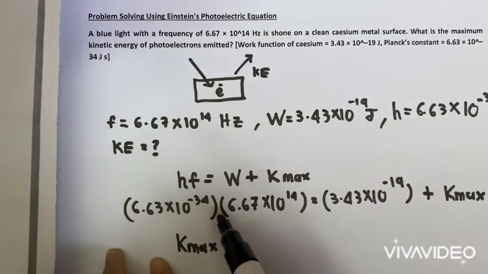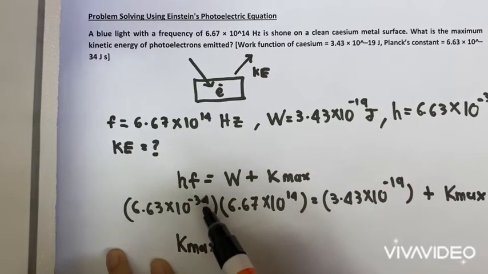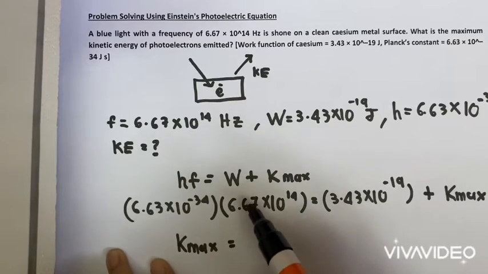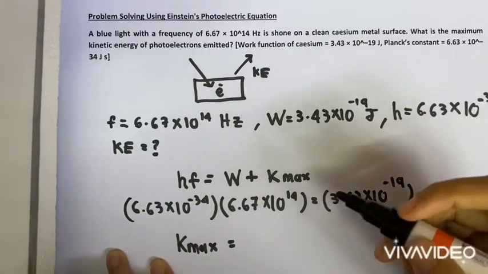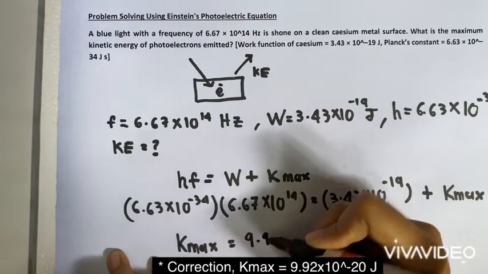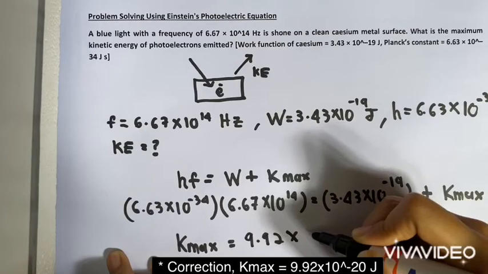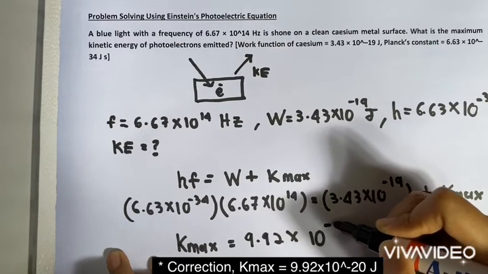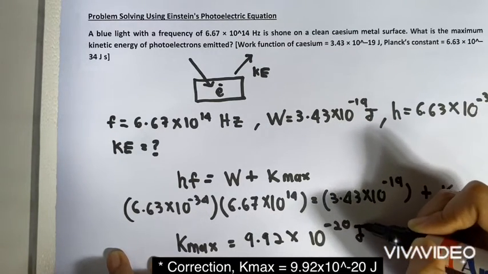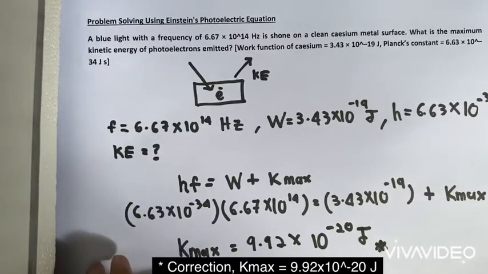We need to use a calculator to multiply these two, HF, and then K max is equal to HF minus work function. Therefore, the answer for this question, using the calculator, we get 6.92 times 10 power of -20 joule. So this is the answer for maximum kinetic energy.